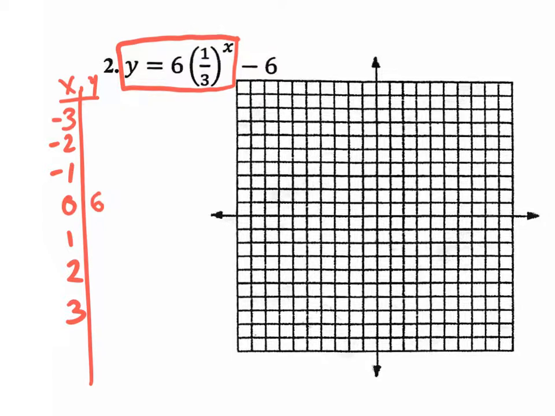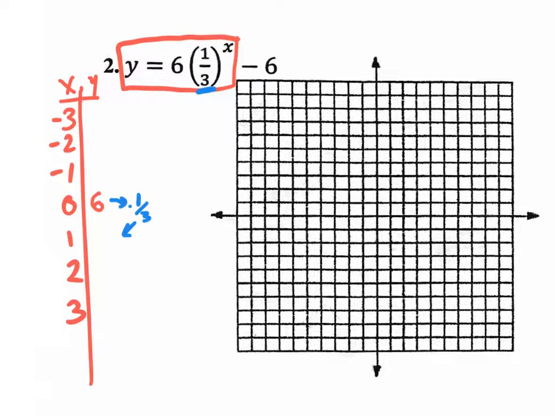Now, this is where it gets interesting. You could plug in 1, and then plug in 2, and then plug in 3, and then plug in -1, but that would take you a long time, right? So the easier thing to do is to recognize that the decay factor is 1/3. If it were a value greater than 1, it would be the growth factor. So what you have to do is take the 6, and then you have to multiply it by 1/3, and you'll get the next output.